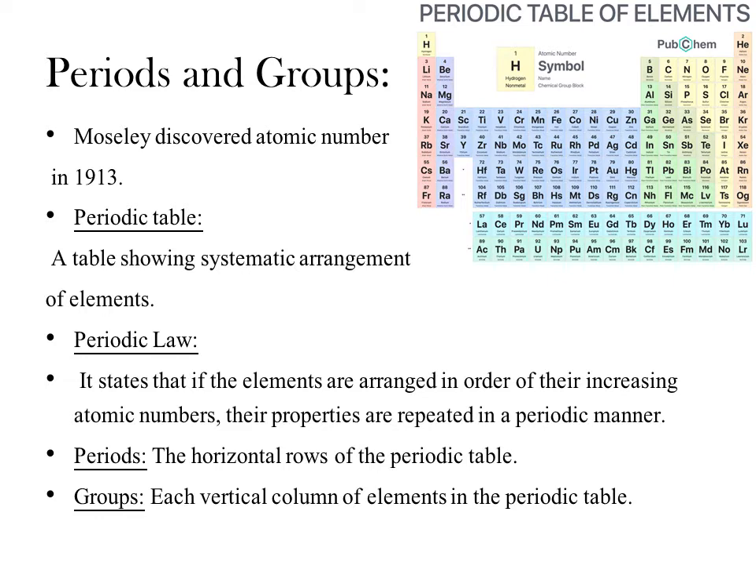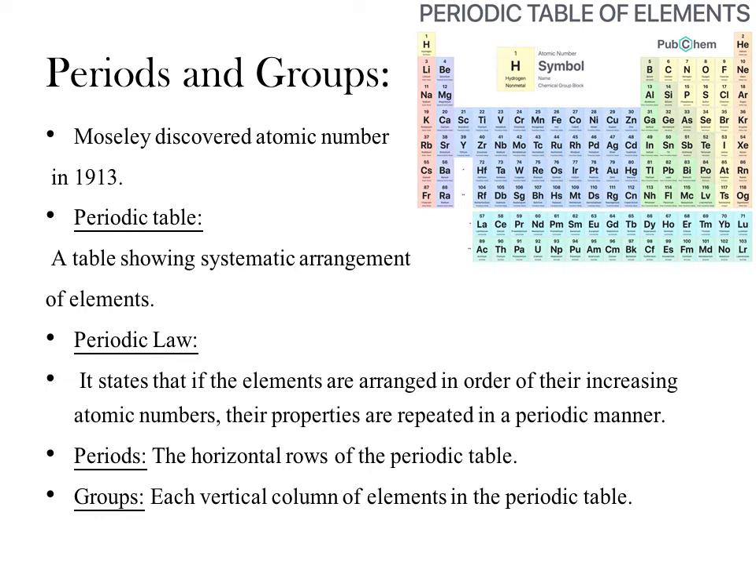Period 1 contains 2 elements. Periods 2 and 3 contain 8 elements, and in periods 4 and 5 there are 18 elements. The 6th period is known as the longest period of the periodic table, containing 32 elements. The 7th period is also known as the incomplete period, having 23 elements in it.